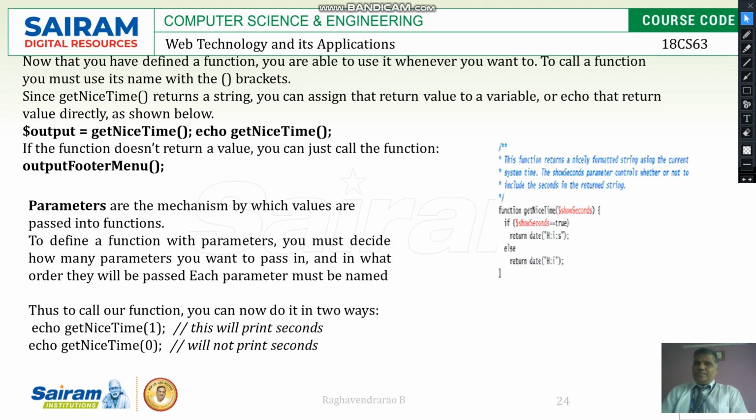1 means it is going to be true, 0 means it is going to be false. So when it is 1, it is true and it is going to print that particular time, including the seconds. If you make it 0, it doesn't print any seconds. It's nothing but a true and false format. In this way you can write, and in another way also you can write. Here in the example, function get nice time, show seconds, function show seconds equal to true, the date is displayed.